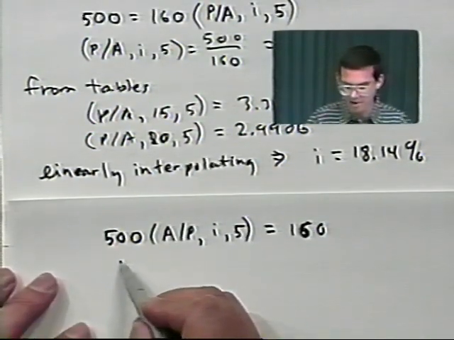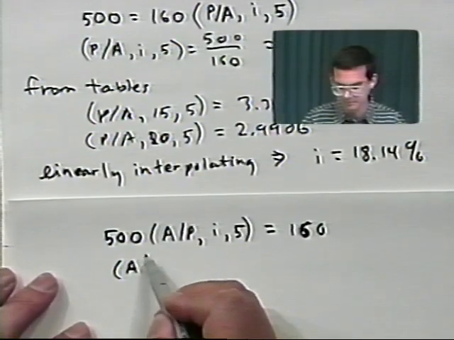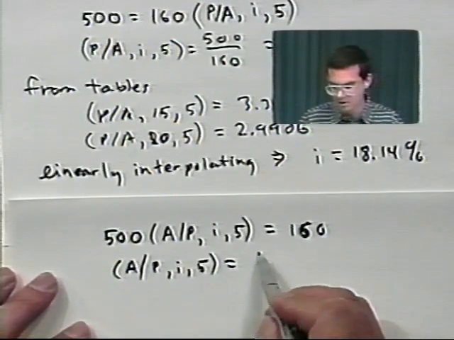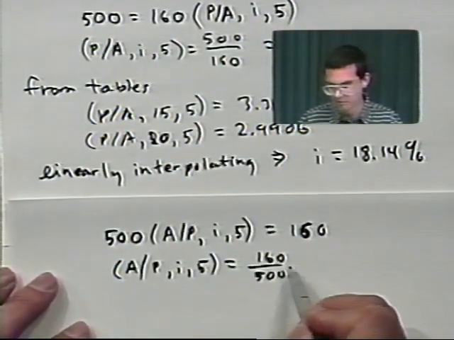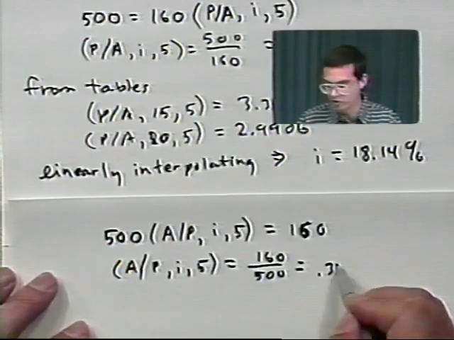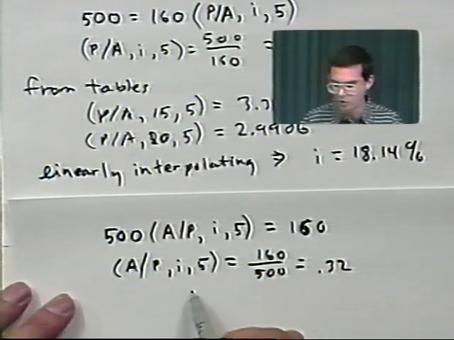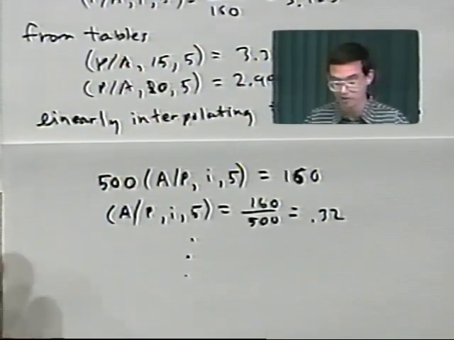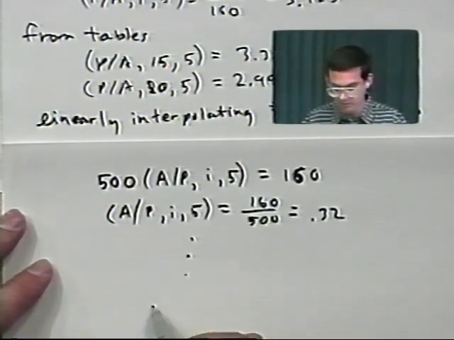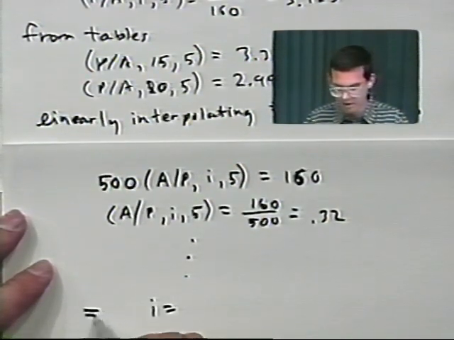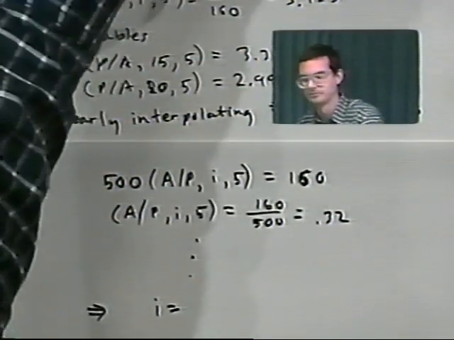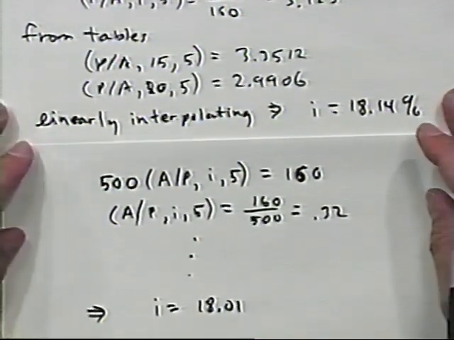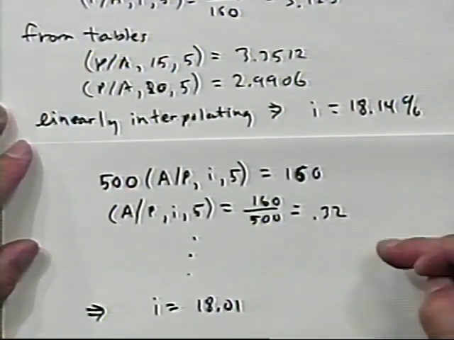And we could do the same unknown interest rate problem when it was 160 over 500, 0.32. Looking up in tables, linear interpolation, and you'll see that in your notes. However, the result I get gives me an interest rate of 18.01.